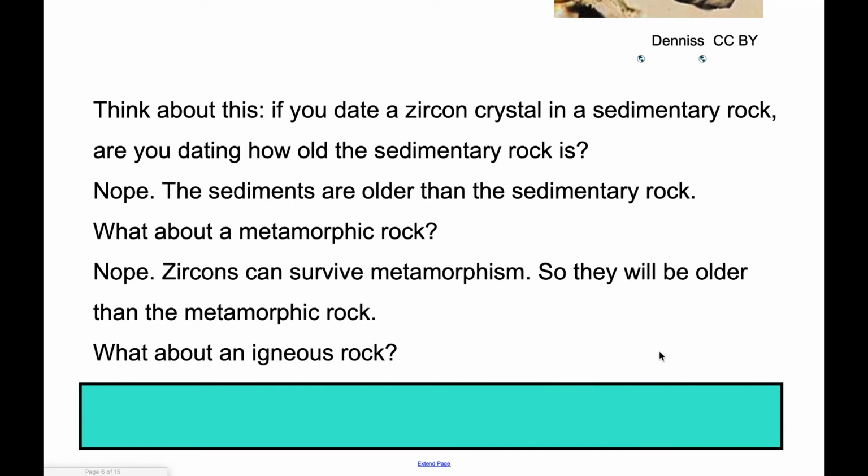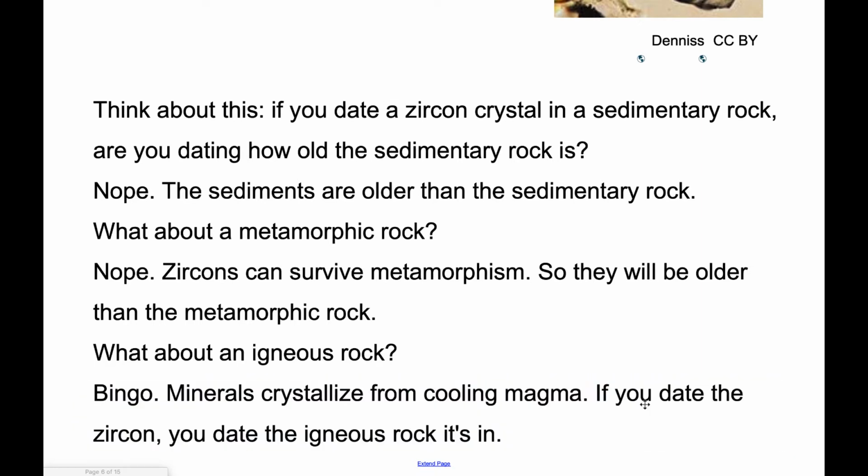Finally, what if you find a zircon in an igneous rock and you date the zircon and find that it's 1 billion years old? Bingo, you've dated how old the igneous rock is, and you know exactly when that igneous rock was formed, because igneous rocks are formed from cooling magma, and that magma crystallizes.